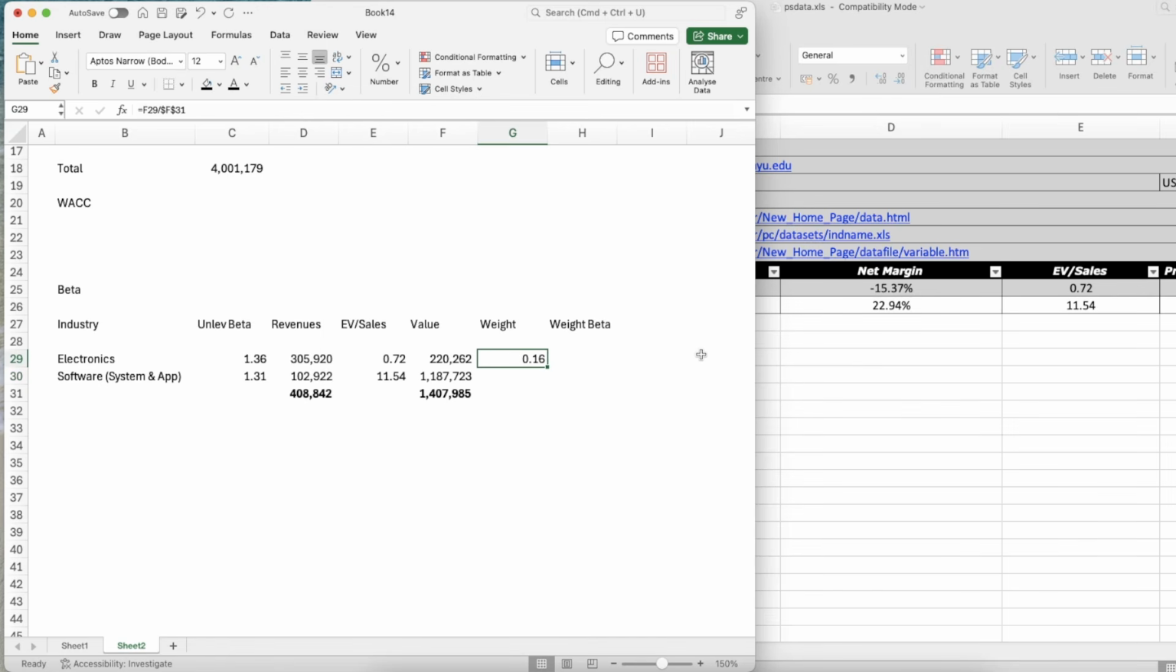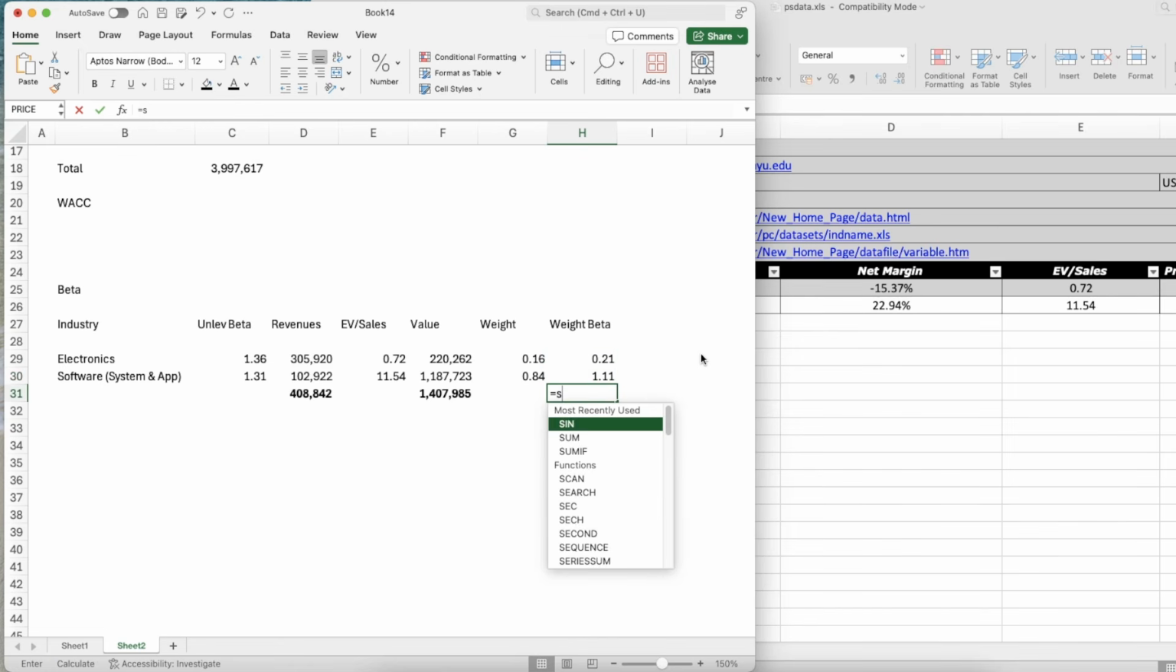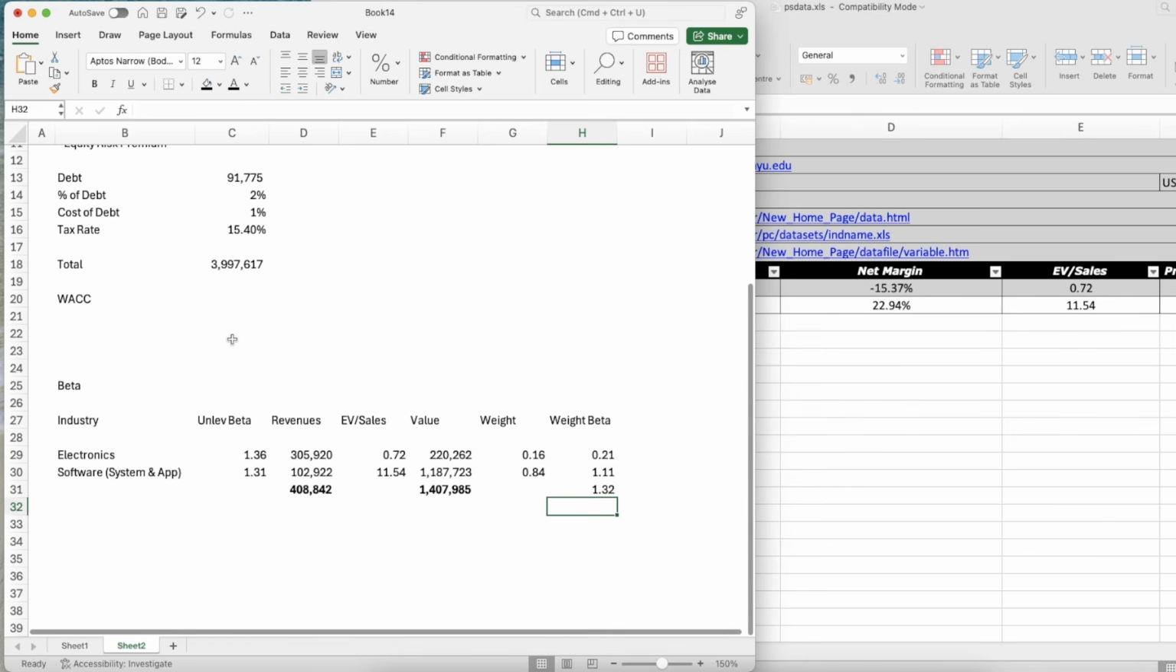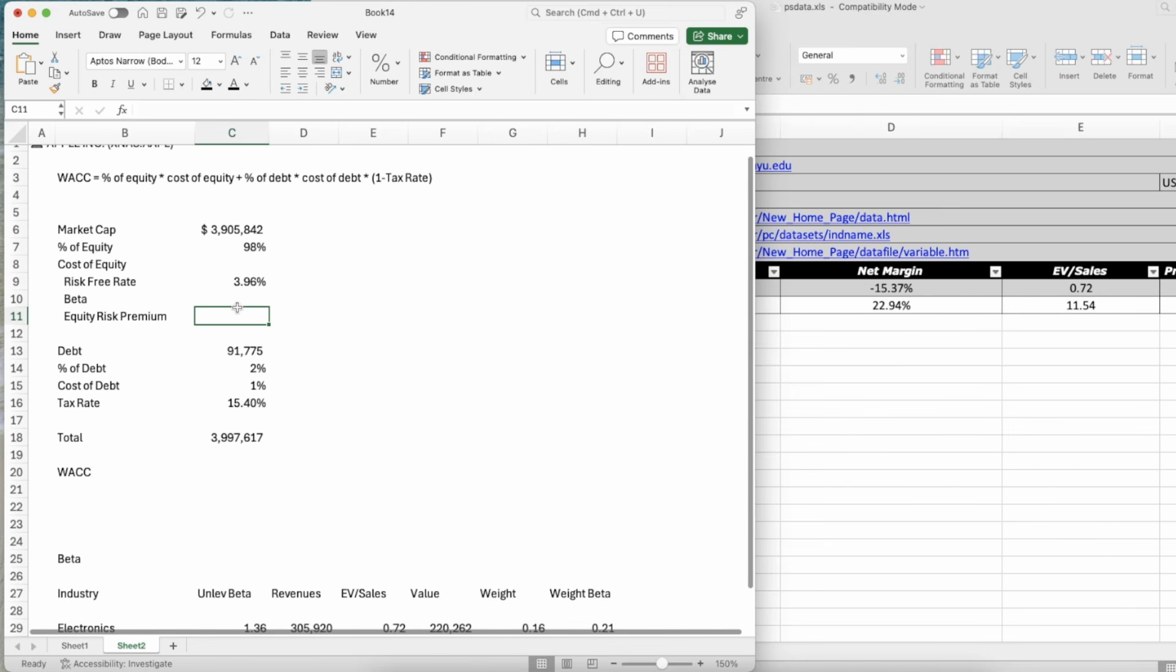Now you just take your unlevered beta, multiply it by the weight, and there we have it. The beta for Apple, you just sum it up now, 1.32, which is pretty much where it was anyway.